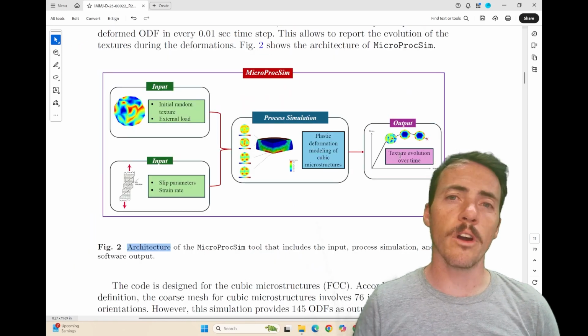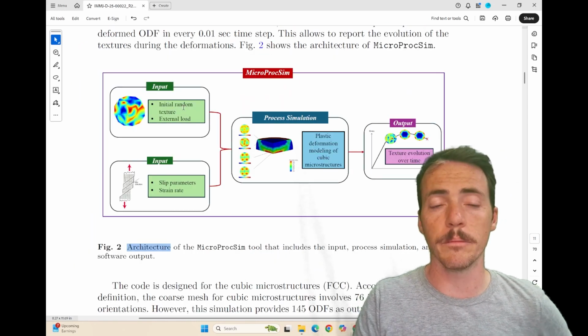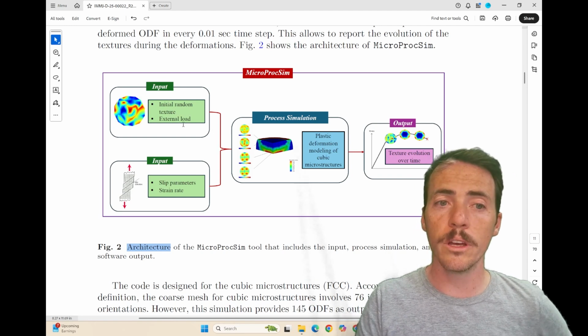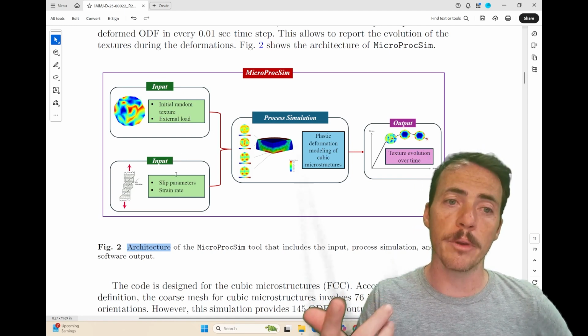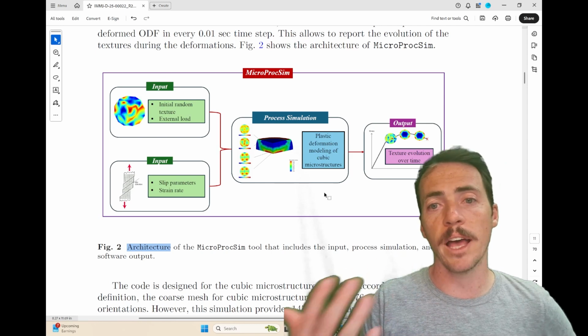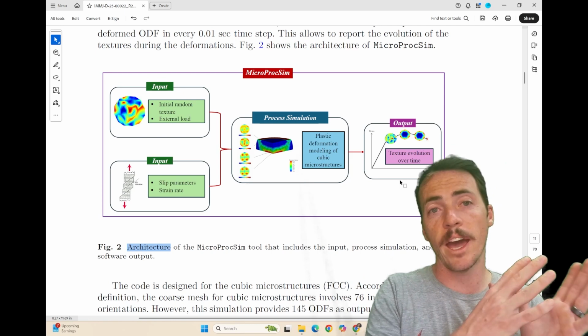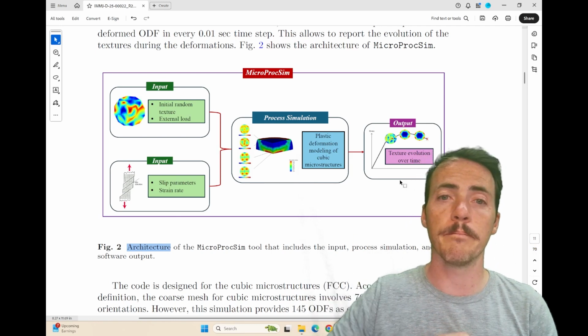Here's what the software architecture ultimately looks like. The inputs then are going to be the initial random texture and the external load, along with the slip parameters and the strain rate. These are taken into the actual simulation, which does a plastic deformation modeling of these cubic microstructures, and the output is then the actual texture evolution over time. So what does it actually look like?